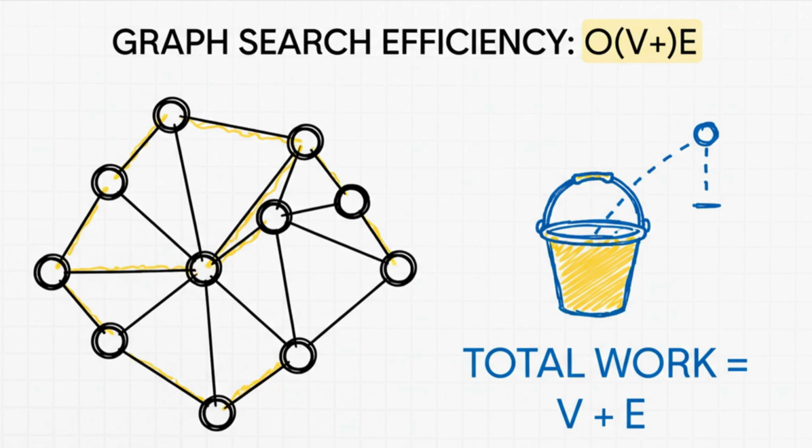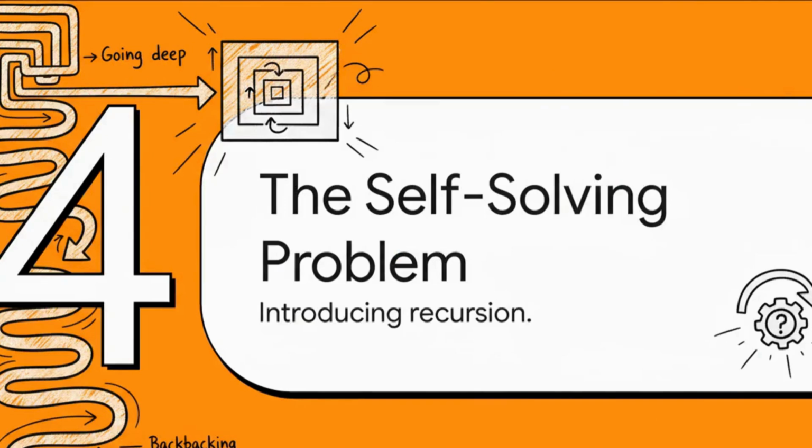Their performance is O of V plus E, which just means their speed scales directly with the size of the graph, the number of vertices, or nodes, plus the number of edges, or connections. So no matter which path they take, they're designed to visit every part of the graph exactly one time, making sure nothing gets missed.